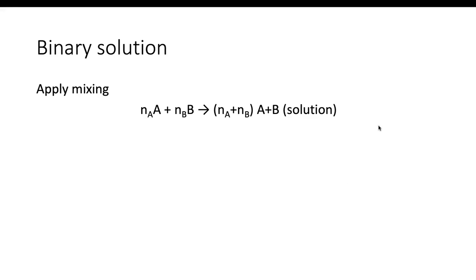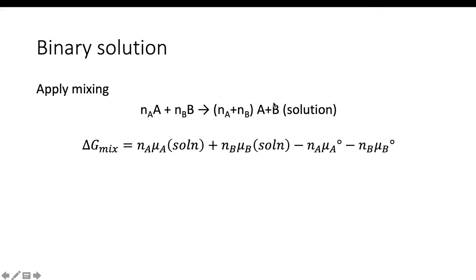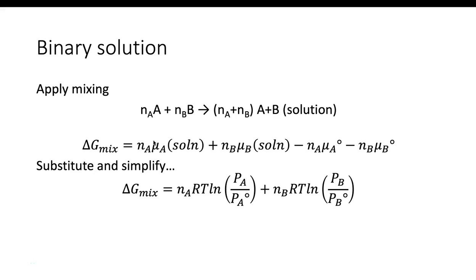So now let's put them together. Let's apply kind of a chemical equation to mixing. So we have moles of A, moles of B purely, and then we have the sum of those moles in the solution. So then our delta G, or our thermodynamics of mixing, so whether we get spontaneity or not, is just the products of the chemical potentials minus the reactants. Okay, so if we just take all of our chemical potential equations we had from the previous page, we substitute in and then combine some terms.